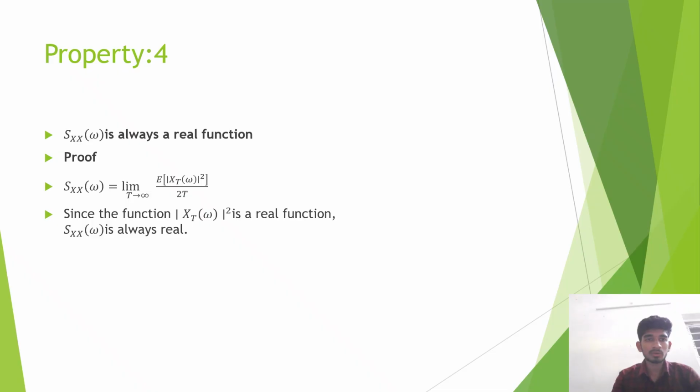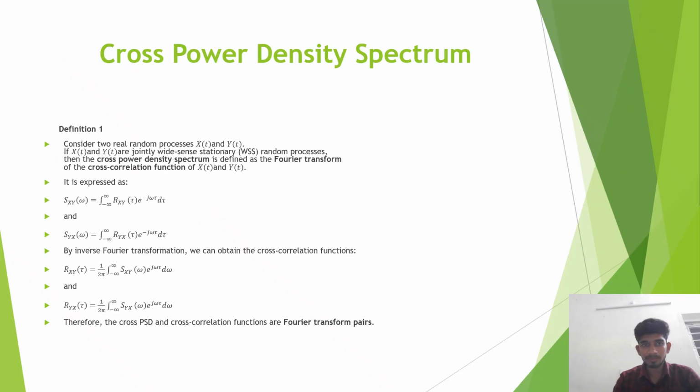Property 4. Sxx(omega) is always a real function. Proof. Sxx(omega) is equal to the limit as T tends to infinity of the expectation of |X_T(omega)| squared by 2T. Since |X_T(omega)| squared is a real function, Sxx(omega) is always real.